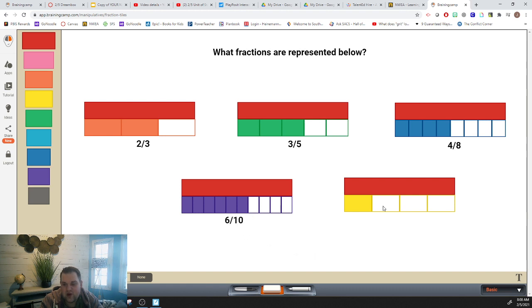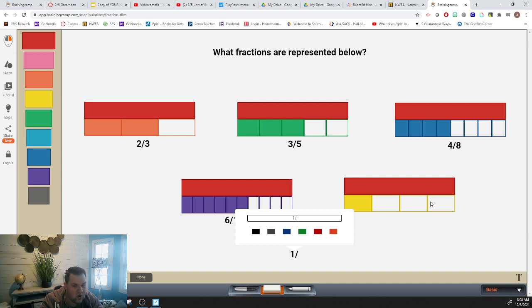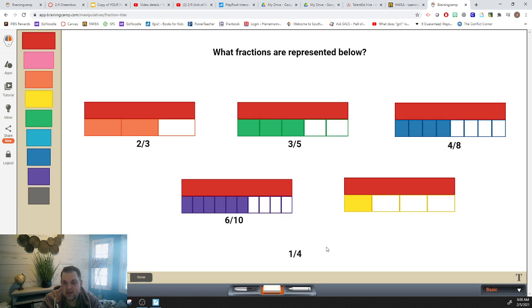Awesome. Last one. What fraction is being represented with the yellow tile here? All right, let's check it. I only see one piece, so my numerator is 1, but it would take 1, 2, 3, 4 pieces to make one whole. So this is 1/4. So my answer is 1/4.